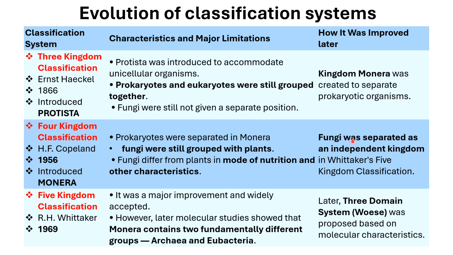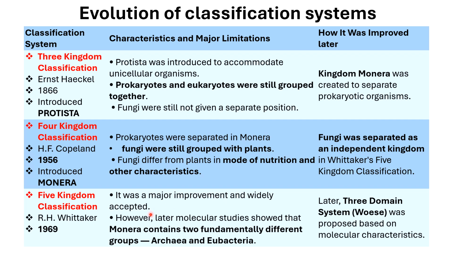How was it improved later? It was given a separate independent kingdom under Whittaker's five kingdom classification. So finally came the five kingdom classification by R.H. Whittaker in the year 1969. They used many characteristics along with the evolutionary relationship among the organisms and divided the organisms into five major kingdoms: kingdom Monera, Protista, Fungi, Plantae and Animalia.